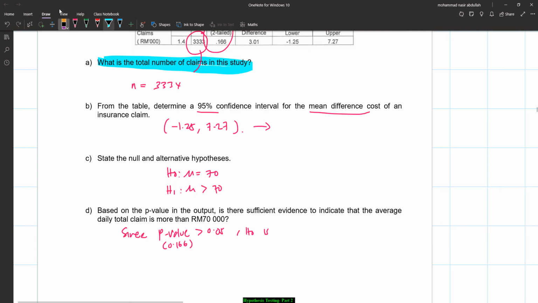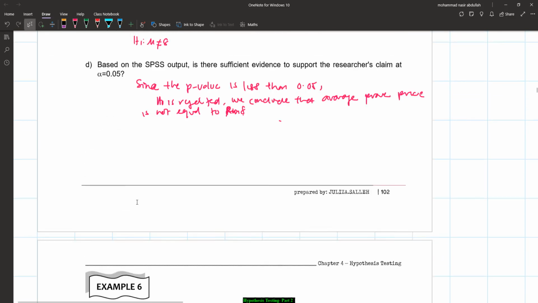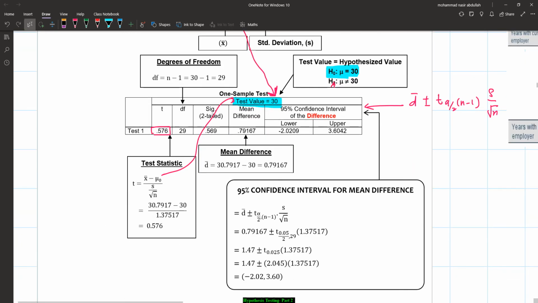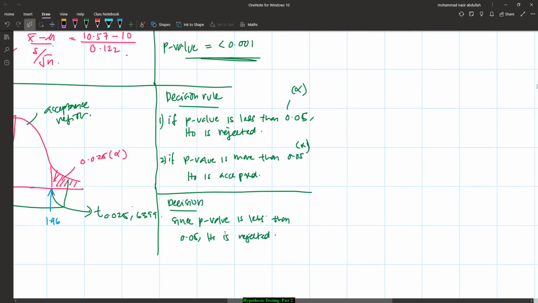This is not rejected. This is accepted. Because the p-value is more than 0.05. Remember the rule tadi I tunjuk dekat you? Rule dia apa? If the p-value is less than 0.05, null hypothesis is rejected. If the p-value is more than 0.05, null hypothesis is accepted. This is the rule if you are using p-value. Right.